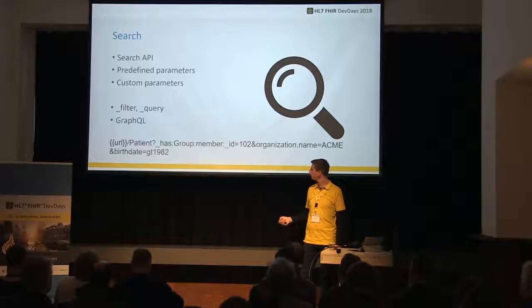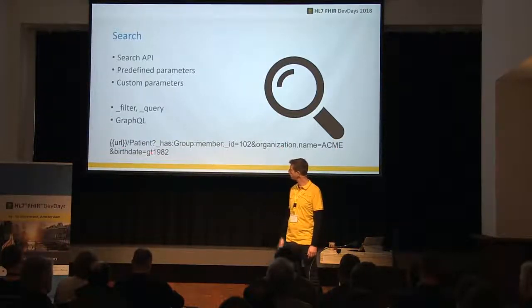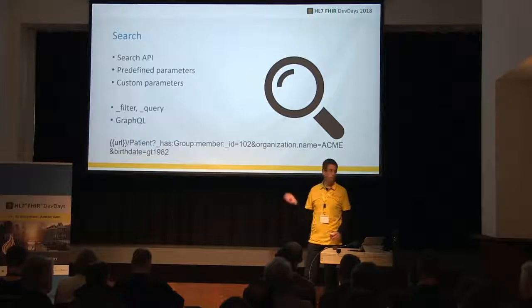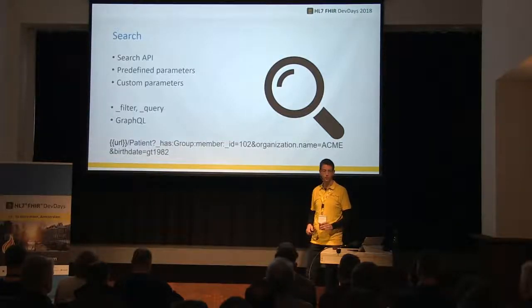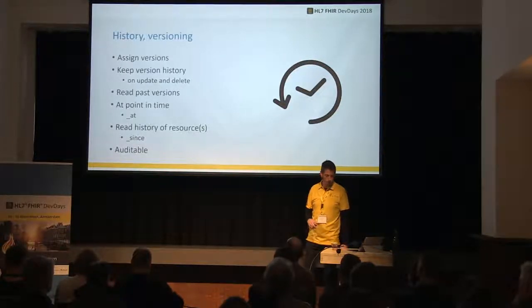Here's an example of a search query. It allows you to search patients that are in a group with this ID, and they belong to an organization called this, and they have been born since 1982. Wouldn't know why you want this intersection, but it shows you a couple of the capabilities of the search API. I won't go into how you implement this.